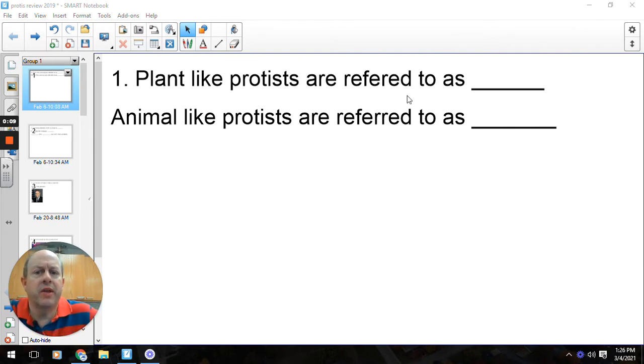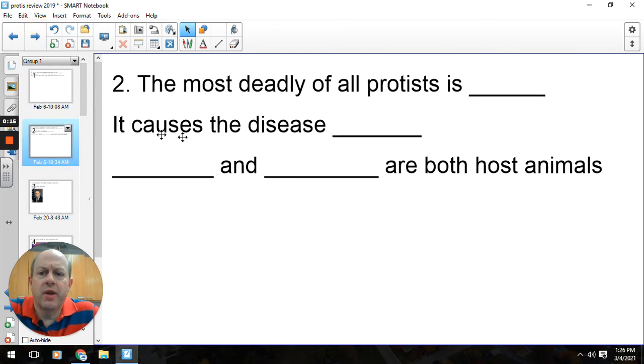So number one, plant-like protists, we'd call those algae, and animal-like protists, we'd refer to those as protozoans. So algae and protozoans. The most deadly of all protists is going to be Plasmodium, and it causes the disease malaria, and then our double host would be mosquitoes and humans.